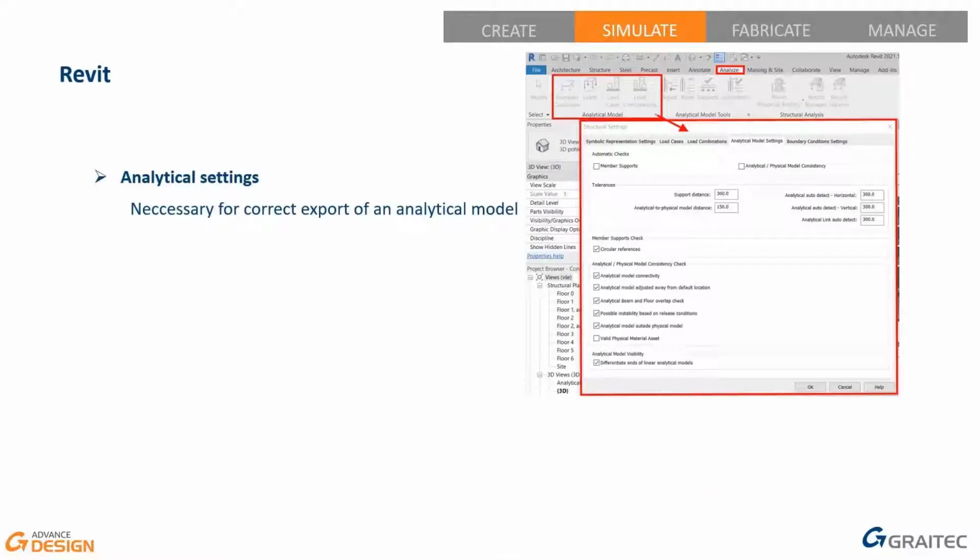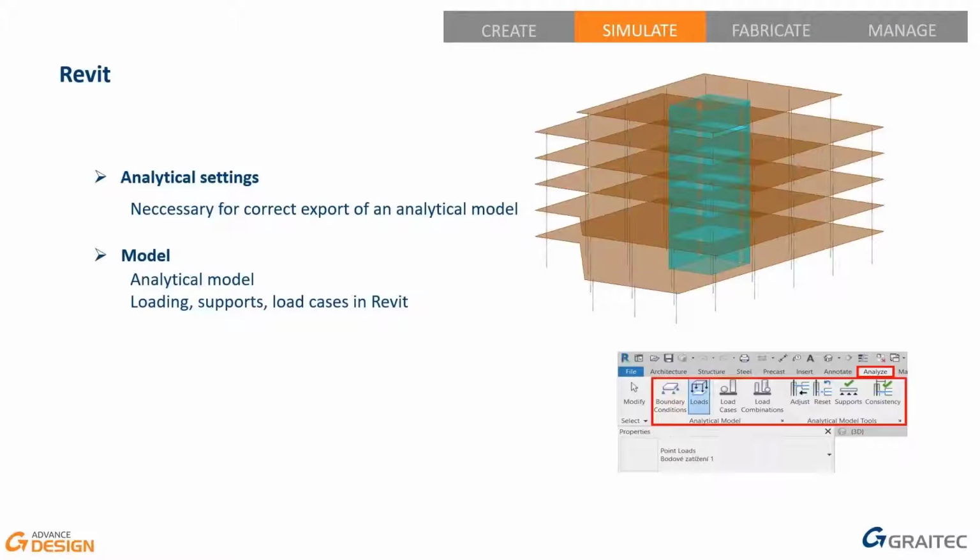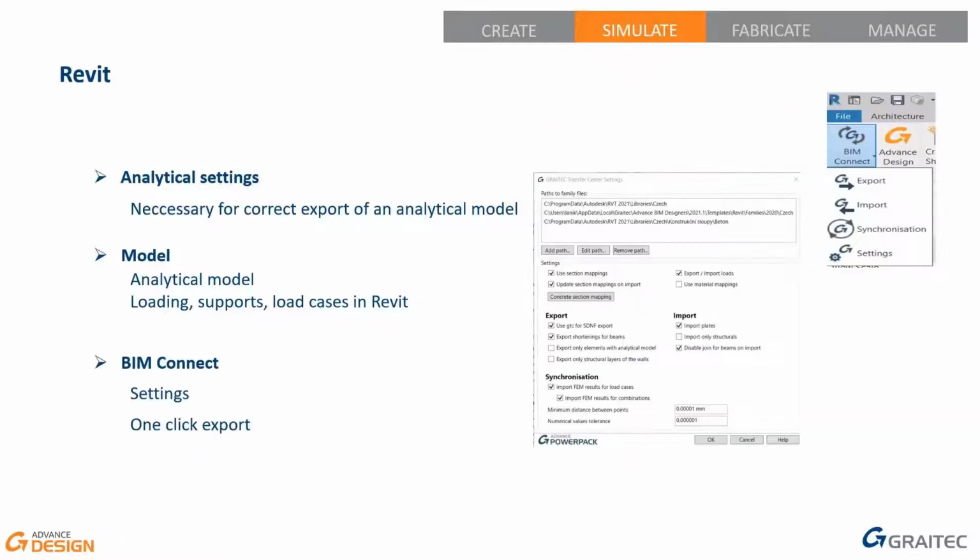So in Revit, we start with some analytical settings, and we check the model and speak about how to load, add support, load cases, maybe in Revit. And the last part of the Revit in this first step will be settings for BIM Connect and one-click export.